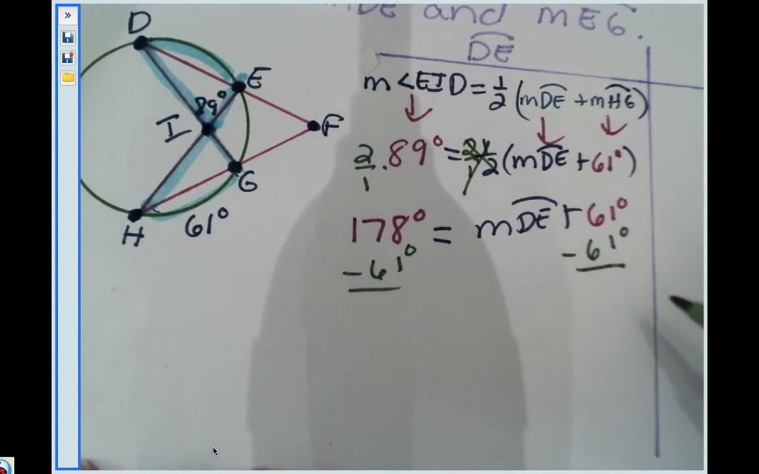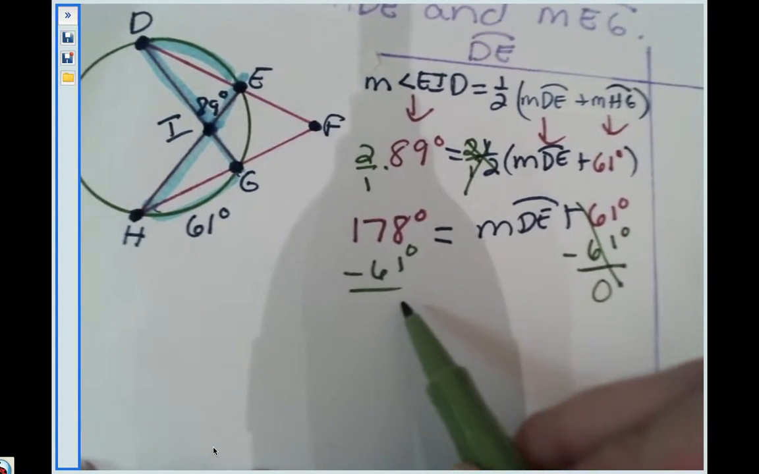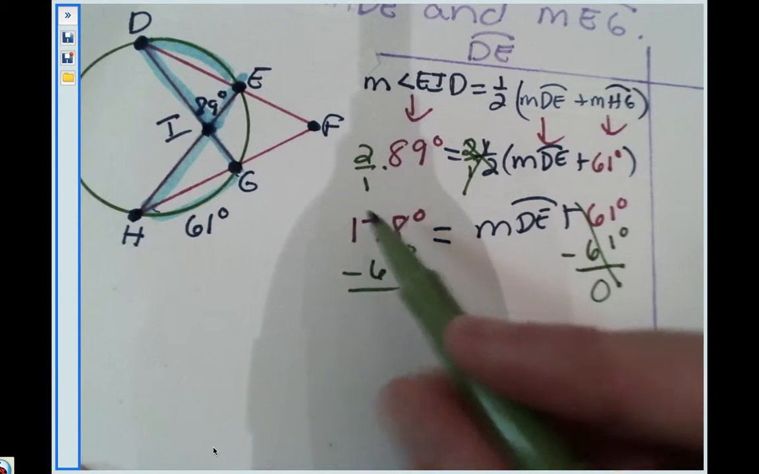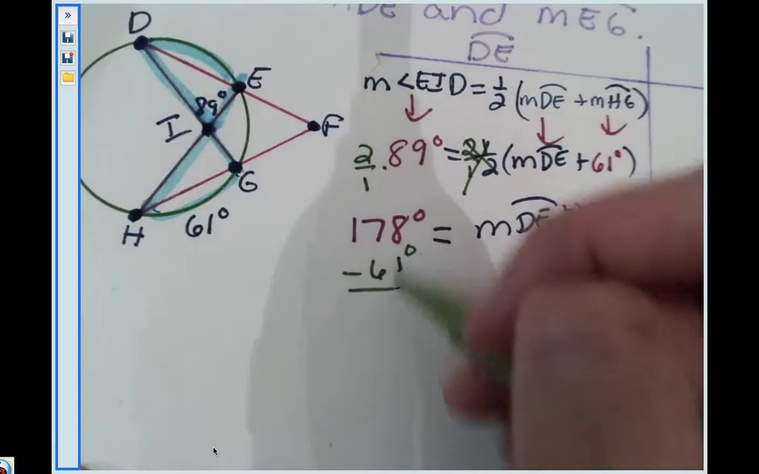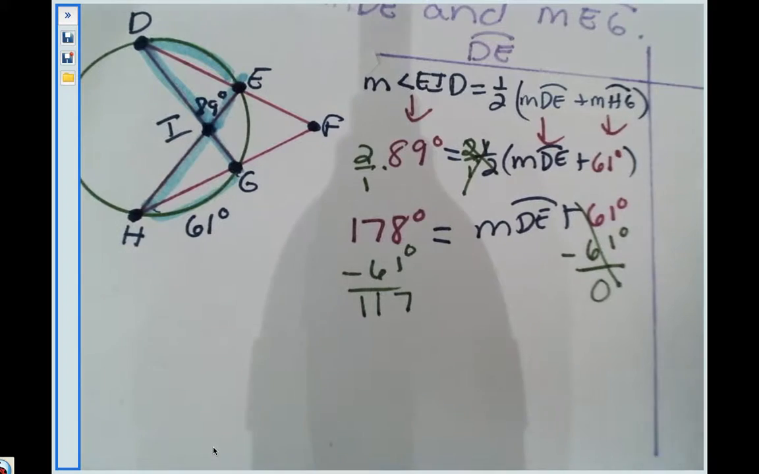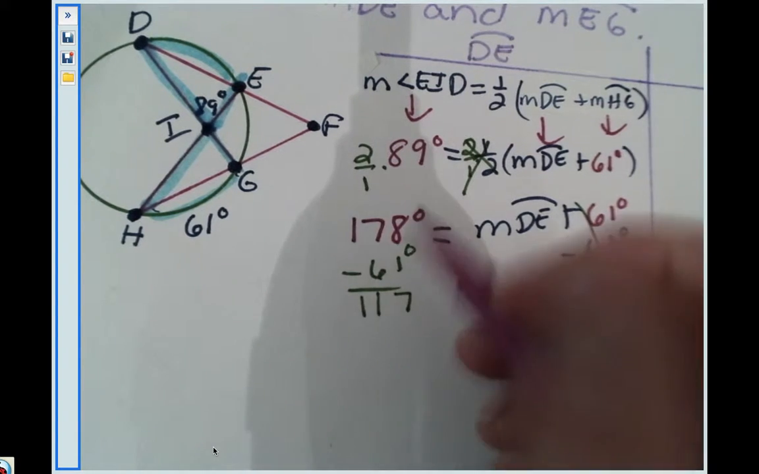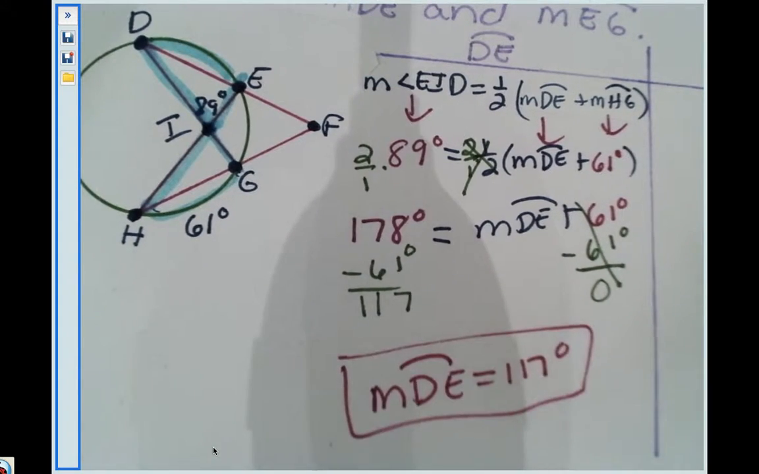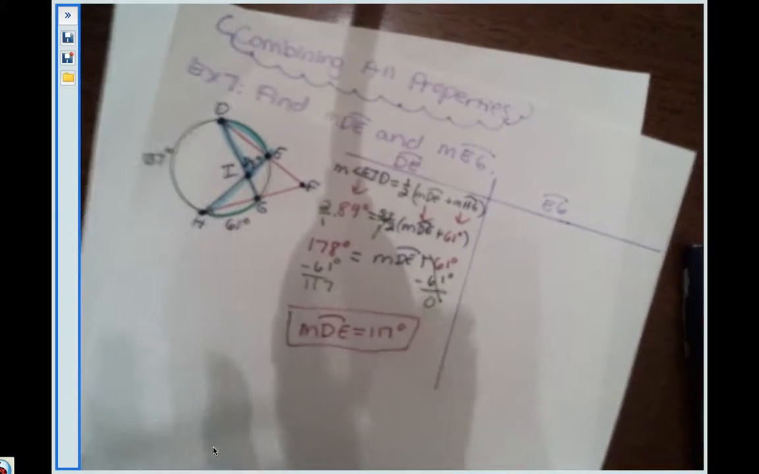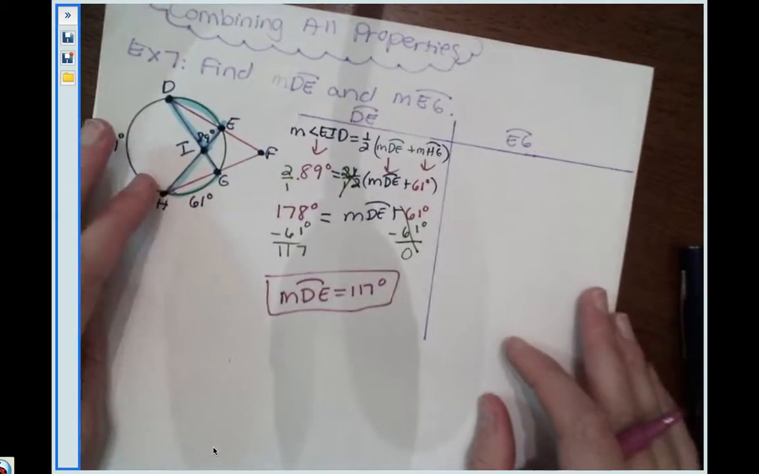But anyways, 61 minus 61 will cancel and turn to 0, and 178 minus 61 will be, let's see, well, 178 minus 60 will give me 118, minus 1 is 117. Okay, so this is going to be 117, look at that. So the measure of arc DE is 117 degrees, yay. All right, but anyway, we're halfway done with the problem.